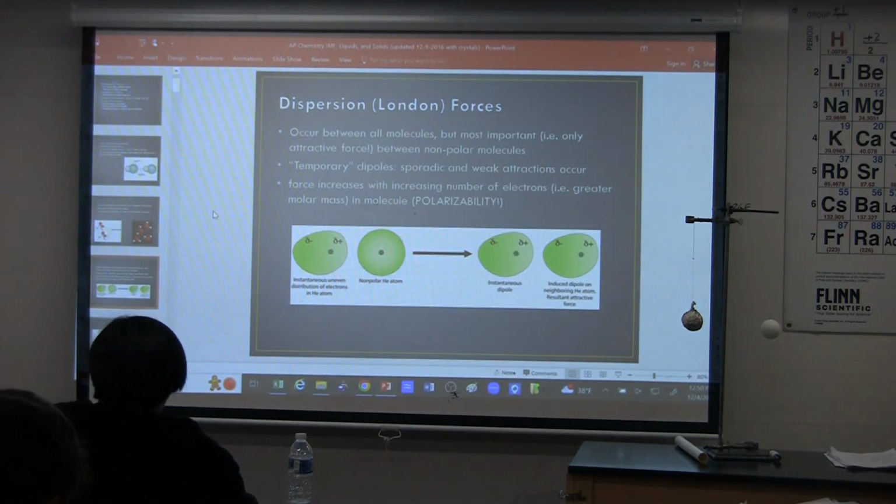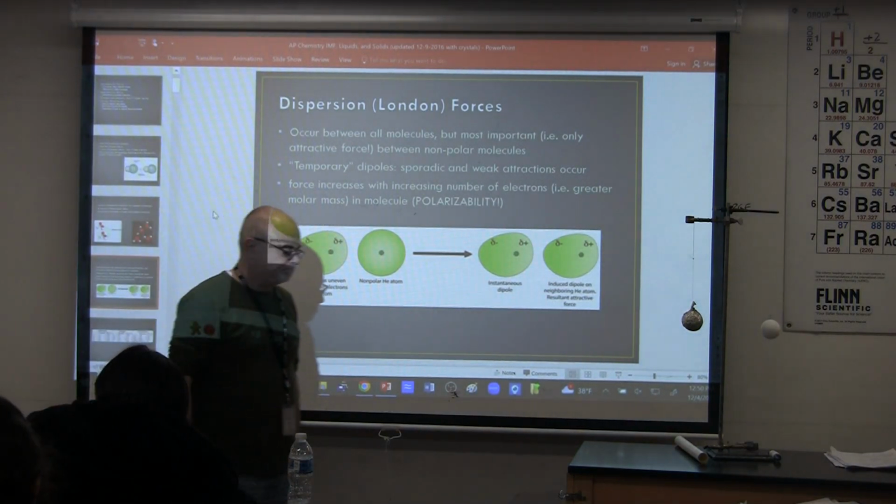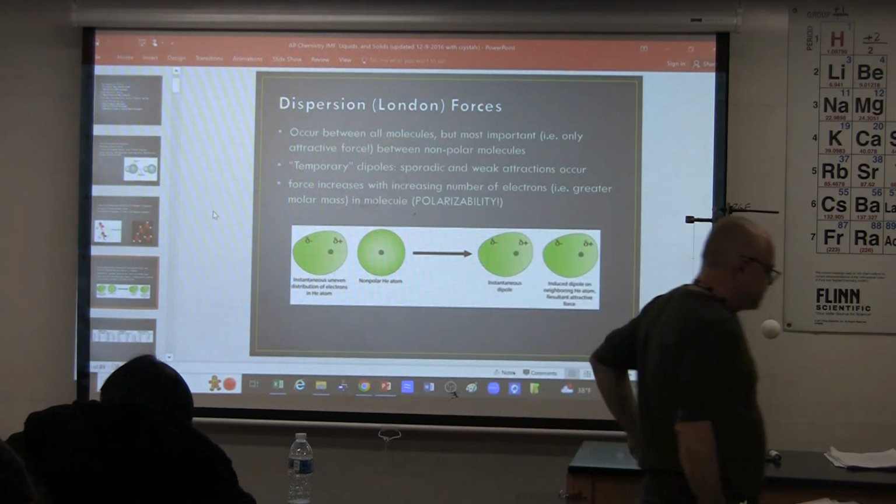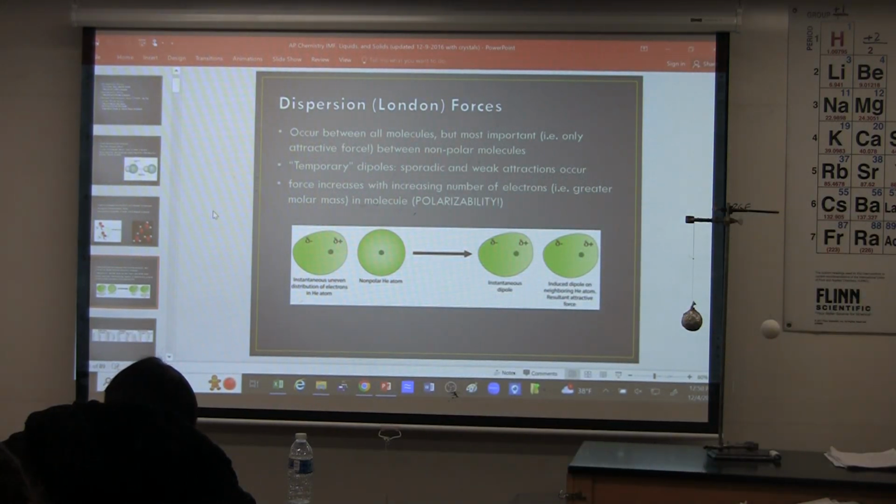Sorry. All right. When I rubbed this rod with a fur, it acquired a charge that let me polarize something next to it.